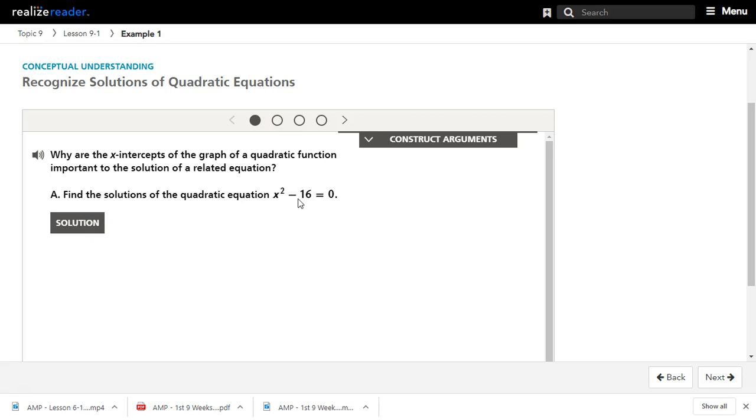So go to y equals and put x squared minus 16 in there.